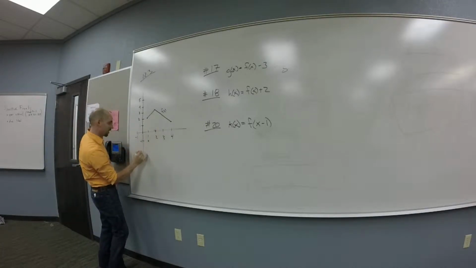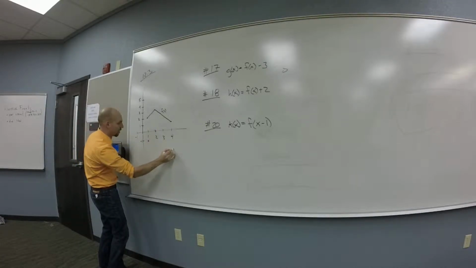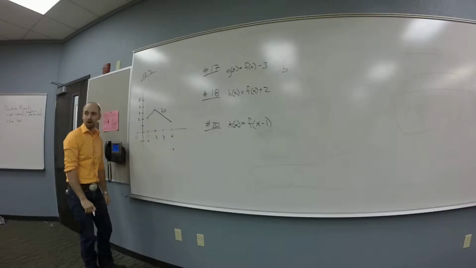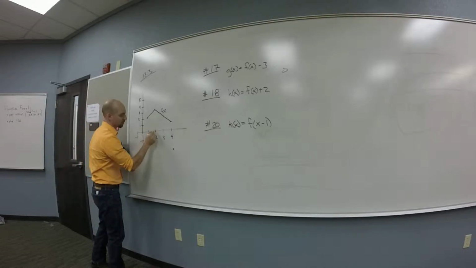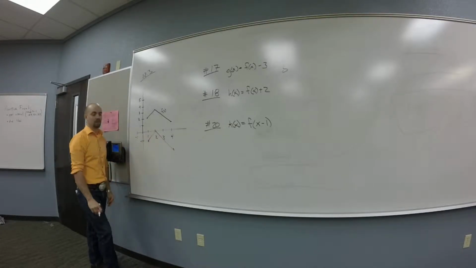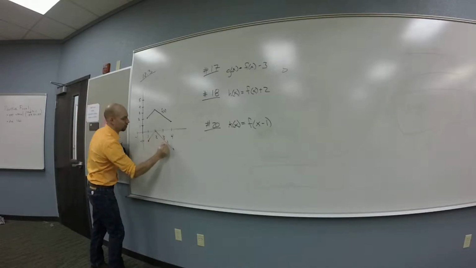Oh, whoops, I don't have a negative 2 on my picture, but I can make it. It's probably there or something. And then I should draw the lines, right? Okay, so this one is g.